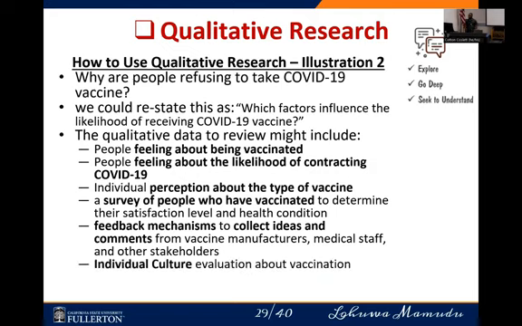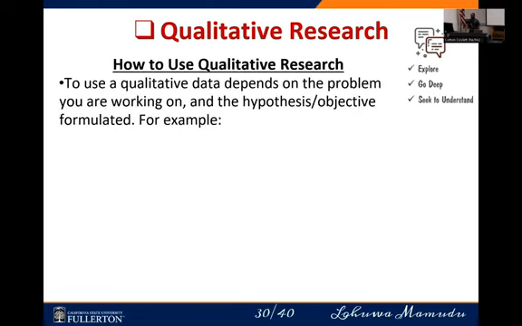Then also culture, the individual culture evaluation about vaccination. Now, during this COVID-19 vaccination distribution, sometimes you might hear about people saying, my religion doesn't allow me to be vaccinated, or maybe my culture does not allow me to be vaccinated. Now, it's very important to actually look into some of these culture values and then to be able to evaluate it and then to use it for policy intervention.